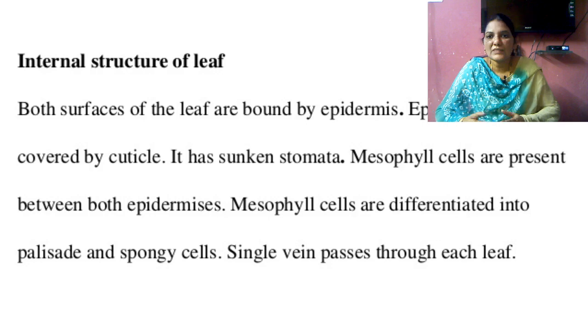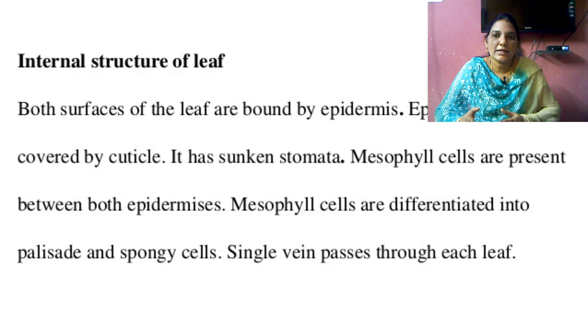In the middle of the cortex, sclerenchyma tissue is present. Here the sclerenchyma tissue gives mechanical support to the petiole, and below the cortex the stele is present. So the xylem is in a V-shaped structure and the phloem covers the xylem. And next, coming to the reproduction.